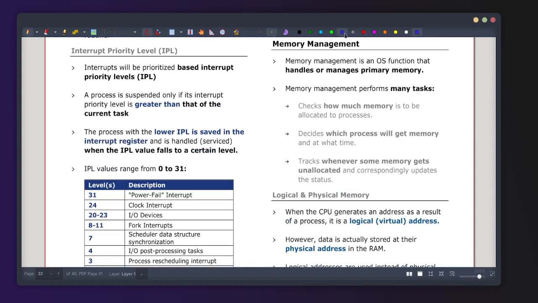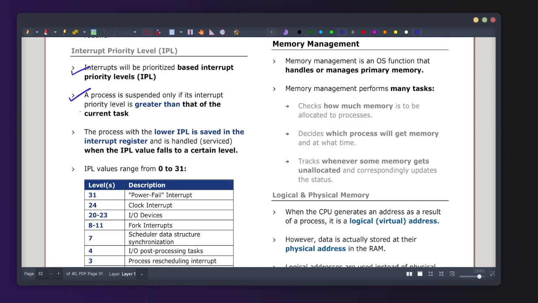Certain interrupts are more important than others. Now we are in A2, learning about these interrupt priority levels in a lot more detail. Interrupts can be prioritized based on interrupt priority levels, or IPLs, not the Indian Premier League, but the interrupt priority level is what we discuss here. A process is suspended only if its interrupt priority level is greater than that of the current task.